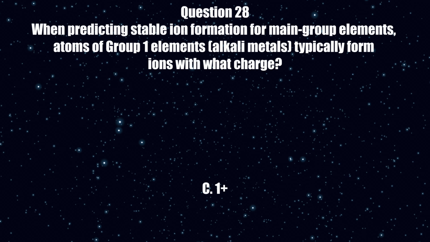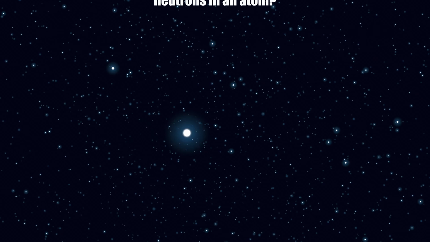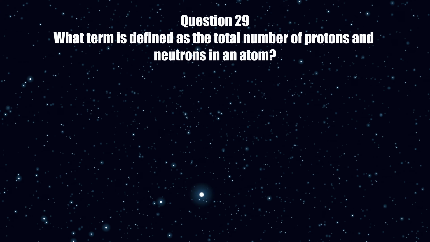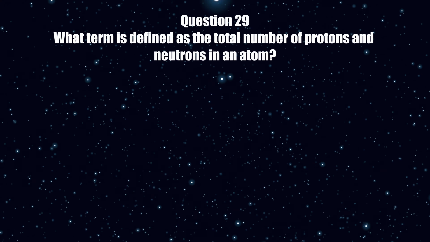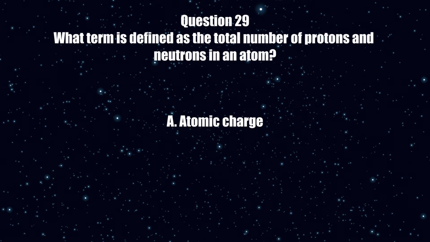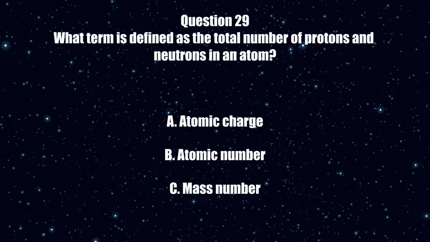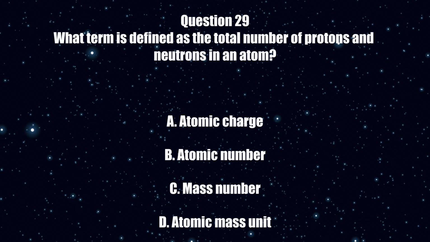The correct answer is C. 1 plus. Question 29. What term is defined as the total number of protons and neutrons in an atom? A. Atomic charge. B. Atomic number. C. Mass number. D. Atomic mass unit.